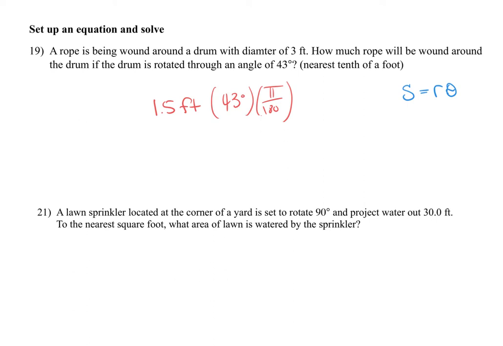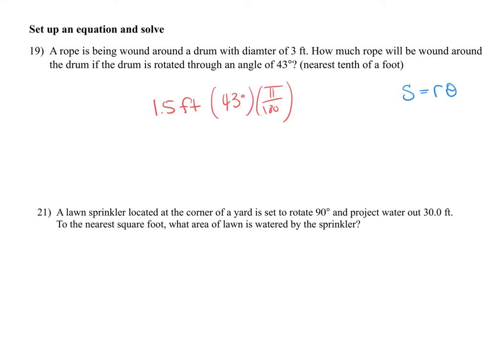All right. Look at the next one. A lawn sprinkler located at the corner of the yard is set to rotate 90 degrees and project water out 30 feet. To the nearest square foot, what area of the lawn is watered by the sprinkler? Well, I just handed you what you're looking for there. You're looking for area. All right. We just did area. Area is 1/2 r squared theta.